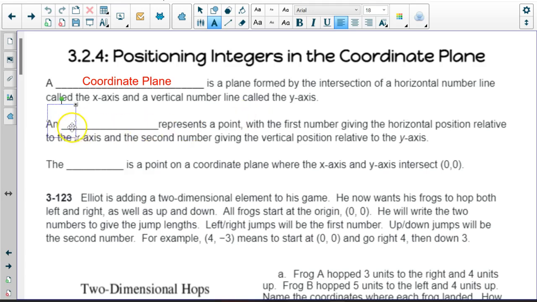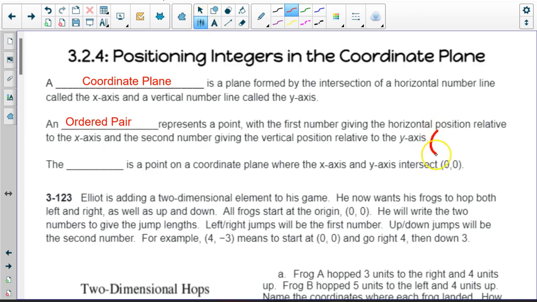The next word we are going to talk about is an ordered pair. So an ordered pair represents a point with the first number giving the horizontal position relative to the x-axis and the second number giving a vertical position relative to the y. So how we would show this is we write x, comma, y, and they're always inside of parentheses.